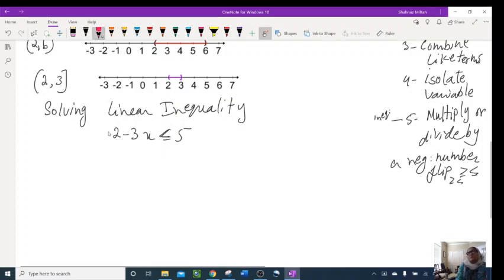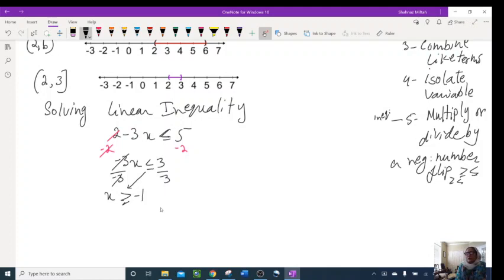So let's subtract 2 from both sides. Cancel. And I'm left with negative 3x less than or equal to 5 minus 2, which is 3. Now I have to isolate this x, and I'm dividing by negative 3. When I divide or multiply by a negative number, you flip the inequality sign. So this is x, and I'm going to flip this like that. 3 divided by negative 3 gives me -1. And we are good.